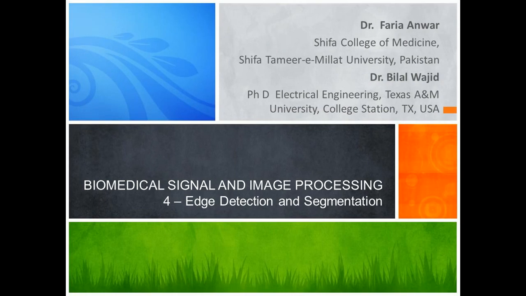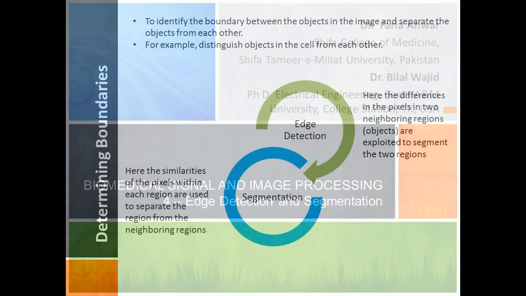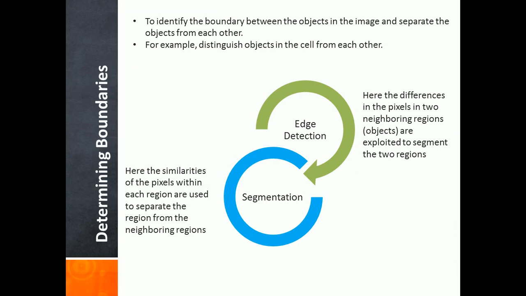Assalamu alaikum. This particular lecture, in fact this particular chapter, talks about determining boundaries. The name of the chapter is Edge Detection and Segmentation. We need to determine boundaries in an image if we want to differentiate the different objects present in the image.